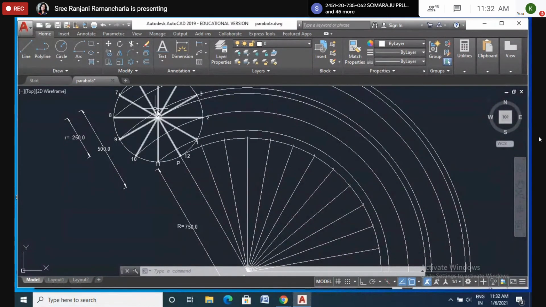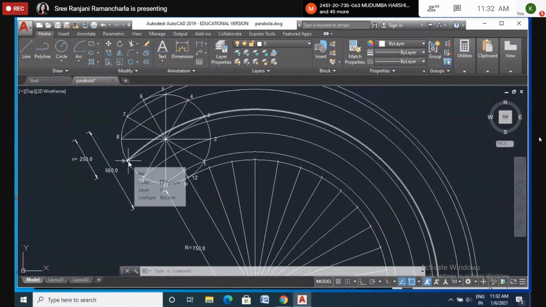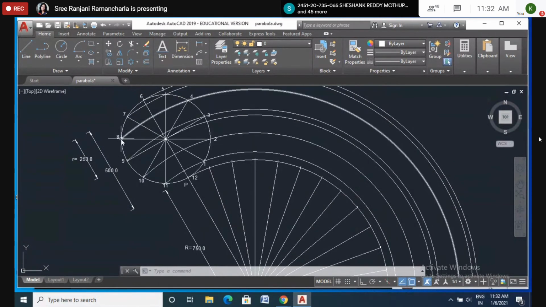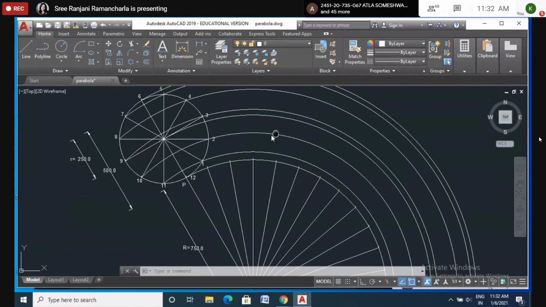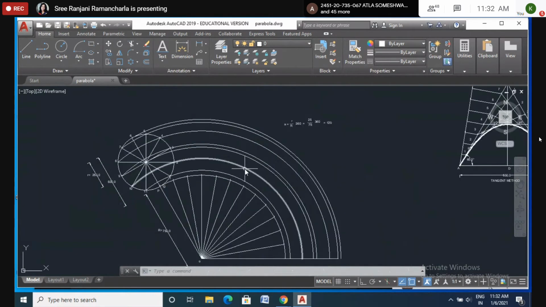So similarly here also from 9, draw the line so it should pass through point 3. Here 0 to 8 as a radius, draw the curve so that it should pass through point 4. All these curves you have to draw in this way. Is it clear to all of you?